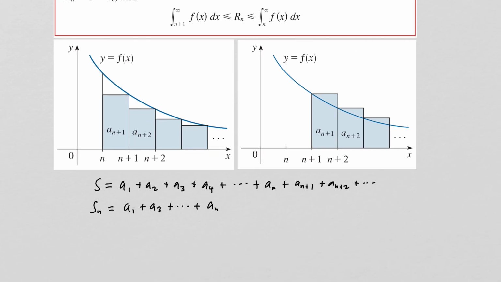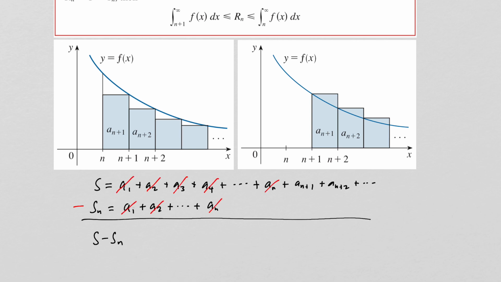So when we take S minus S_n, we are subtracting these terms from this sum. And so if we subtract those, all these terms here are going to cancel out. And what you're going to have left over is the rest of the terms starting with a_(n+1). And we call this the remainder.